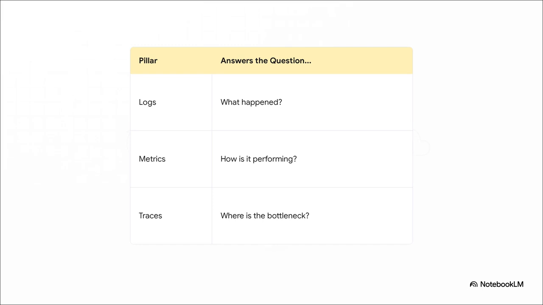So to sum it up, each pillar gives you a totally different lens to look at your system. Logs tell you what happened. Metrics tell you how it is performing right now. And traces answer the question, where is the bottleneck? To get the complete picture, you really need all three.